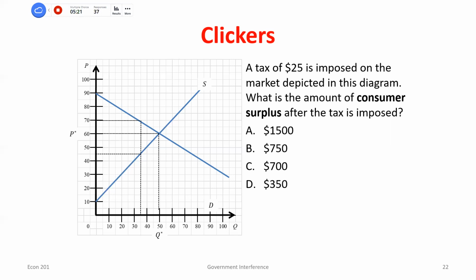So here would be producer surplus. What's the height of that triangle? Well, it's going from 10 to 60. That's why I was doing that. And then multiply by the base, which goes out to that equilibrium quantity of 50, and then times 1/2 for the triangle. Does that help?